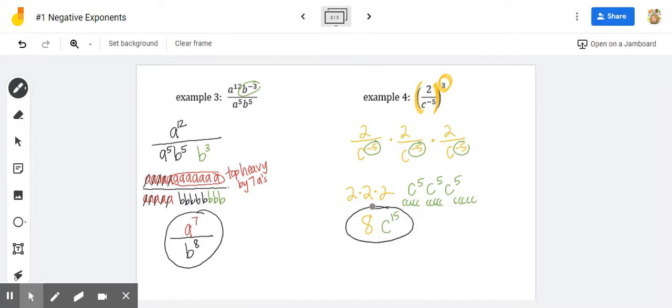All right, so now it's your turn to practice with these negative exponents and get ready. So good luck and enjoy completing your riddle.